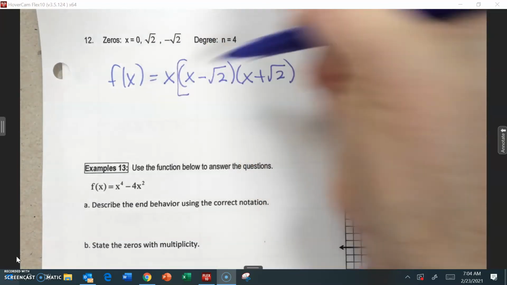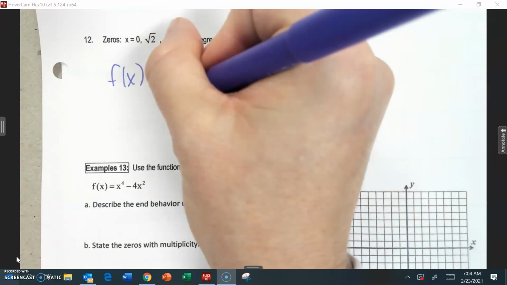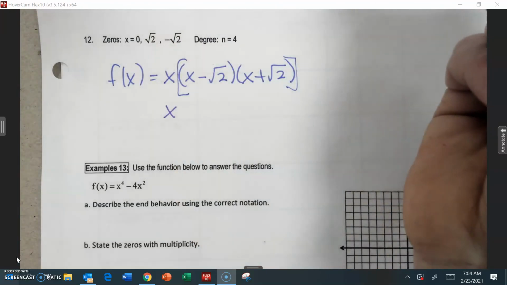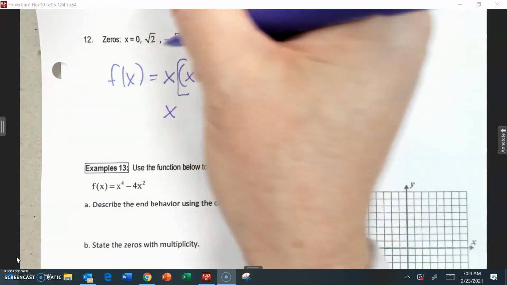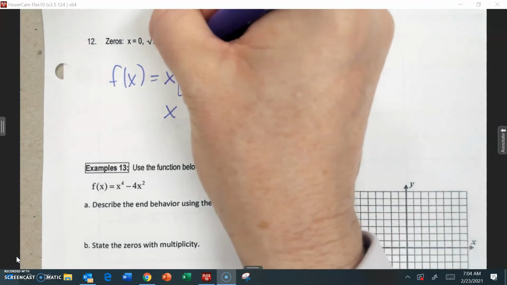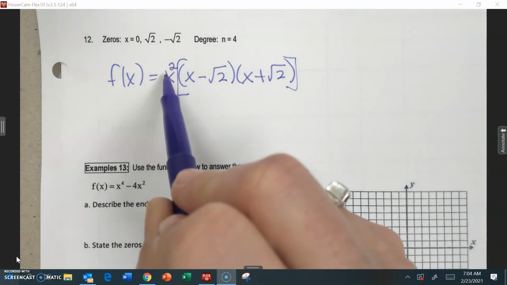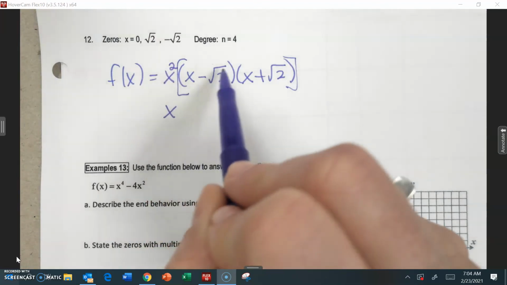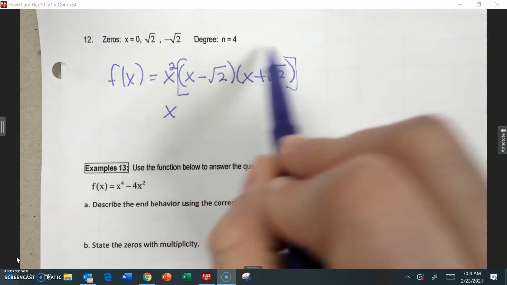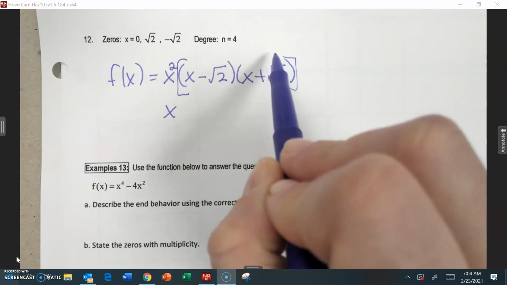Now I'm going to multiply this first. Actually, let me go back up here first and make sure I have degree 4. So I'm going to square this one. I think that makes it easier to get degree 4. So therefore I have 2, 3, 4. Okay, I was ahead of myself.